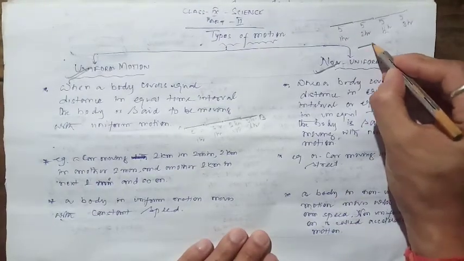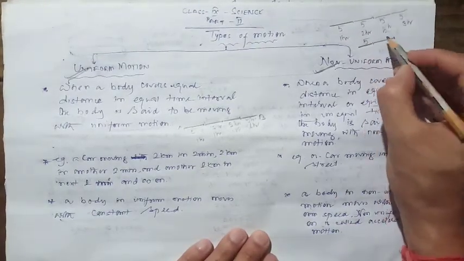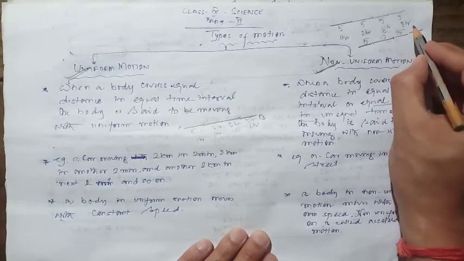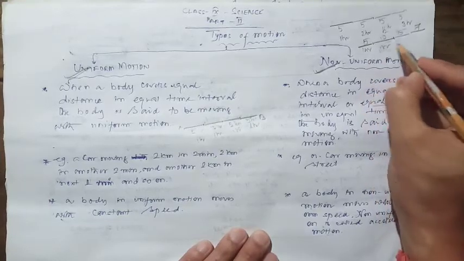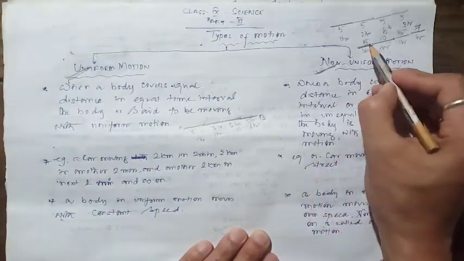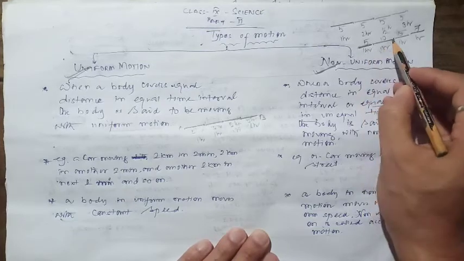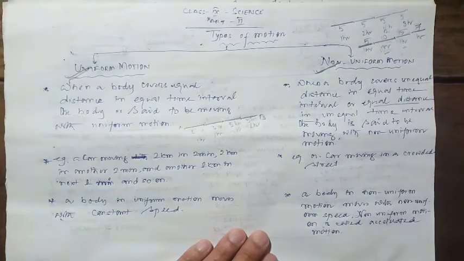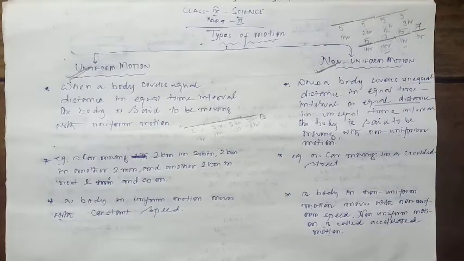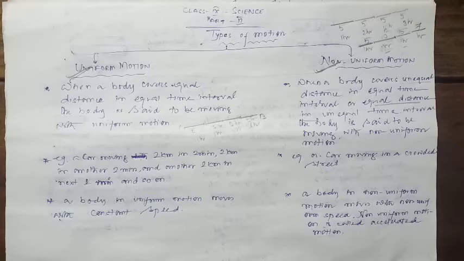Suppose the body is covering 5 km, 10 km, 15 km, and say 7 km. Now this time the body is taking 1 hour, 1 hour, 1 hour, 1 hour. So the first 5 kilometers covered in 1 hour. Next 10 kilometers covered in 1 hour. Next 15 kilometers covered in 1 hour. 7 kilometers covered in 1 hour. So this time the body is covering unequal distance but in equal time. So if the body moves this way, the body is said to be in non-uniform motion. The body is said to be moving non-uniformly. So students, I hope you understood what is uniform motion and non-uniform motion.